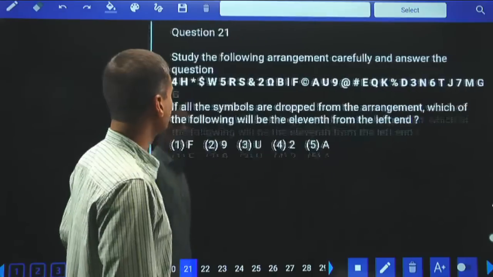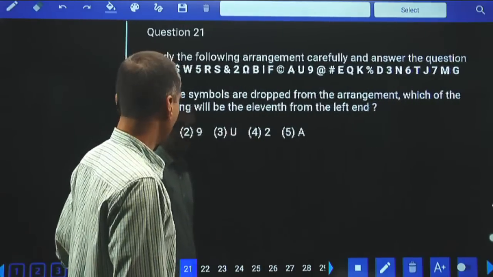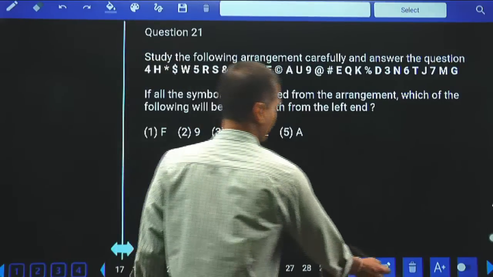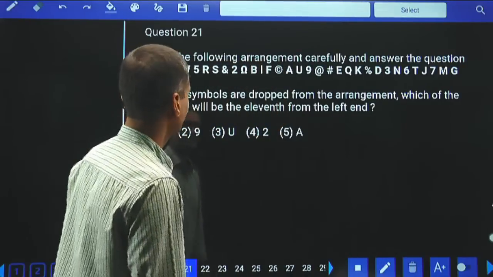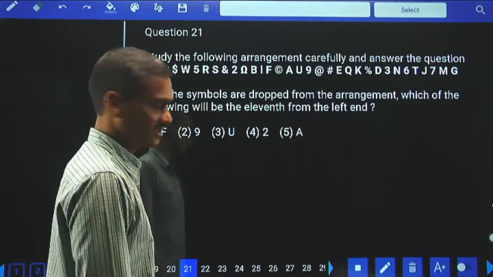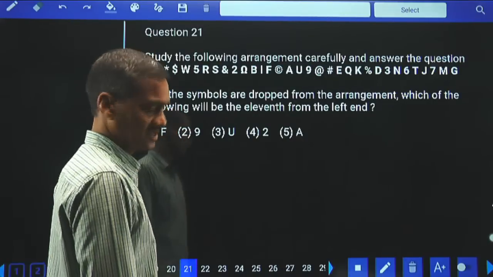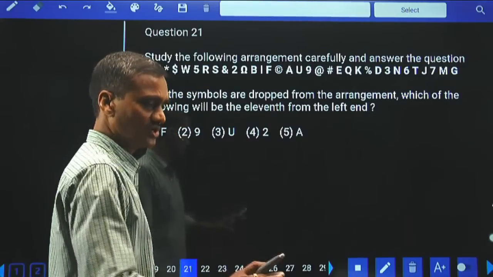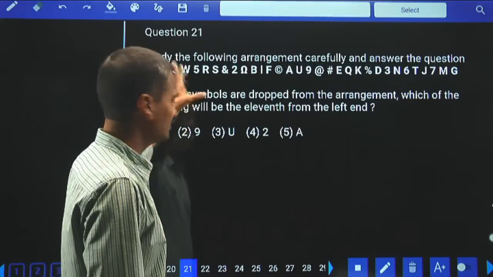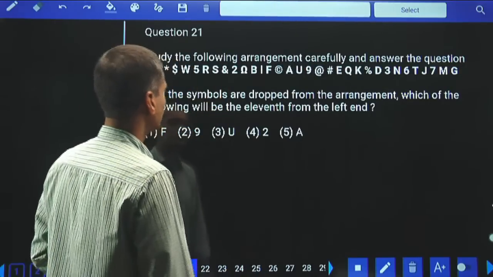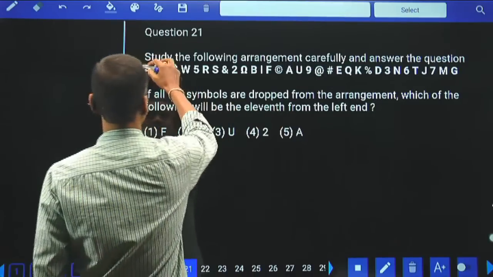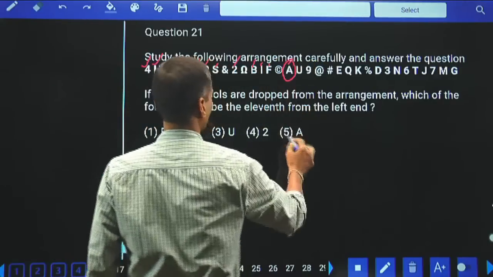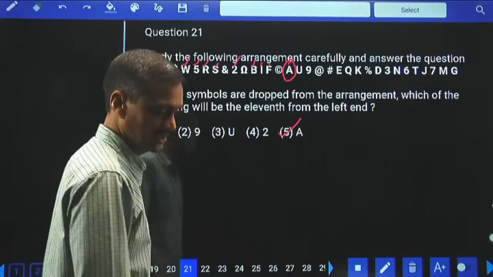Then 21 to 25 is based on sequence. Now this is again very important, particularly for this RRB prelims, clerical prelims. Sequence. Now study the following arrangement carefully and answer the given question. If all the symbols are dropped from the arrangement, which of the following will be the 11th from the left hand? Please do not rewrite the entire sequence once again. On this one itself you need to work out. Without the symbols, 1, 2, 3, 4, 5, 6, 7, 8, 9, 10, 11. The 11th one is A, that is choice 5, question number 21.